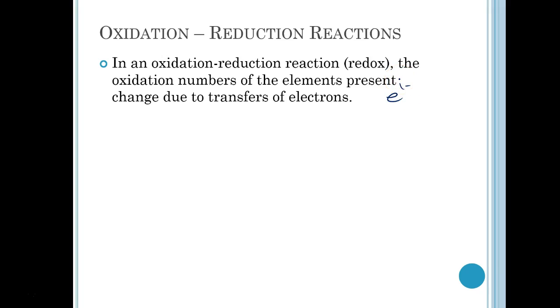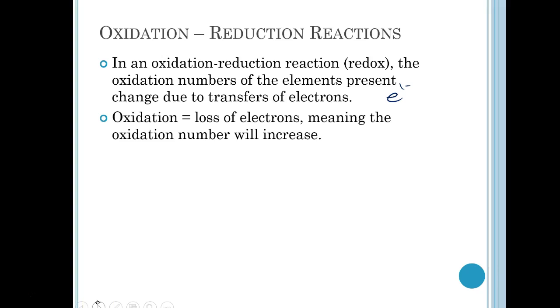Now let's remember, electrons have a -1 charge. That is really important to remember because that really messes people up a lot. It is a -1 charge. And so if I add electrons or if I lose electrons, it's going to change it.